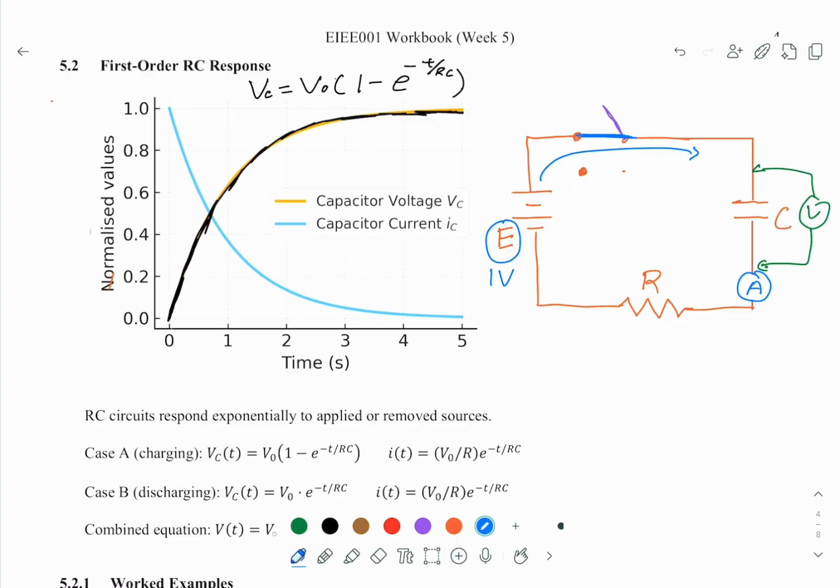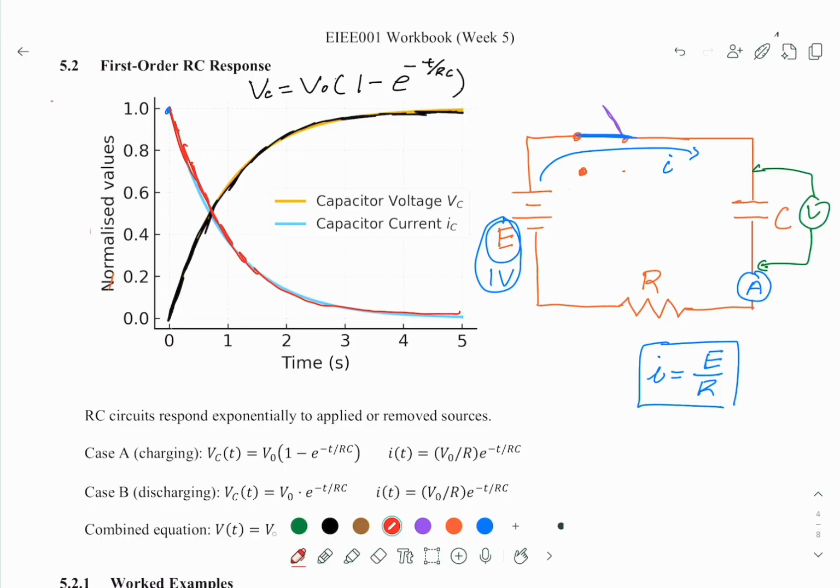How about the current? At the time the switch is closed, I is equal to E over R. It means the voltage of your DC power source over R, Ohm's law. This means at the time when the switch is closed, you can think of the capacitor as just like a wire, but this current will drop. So the current here will exponentially decay.